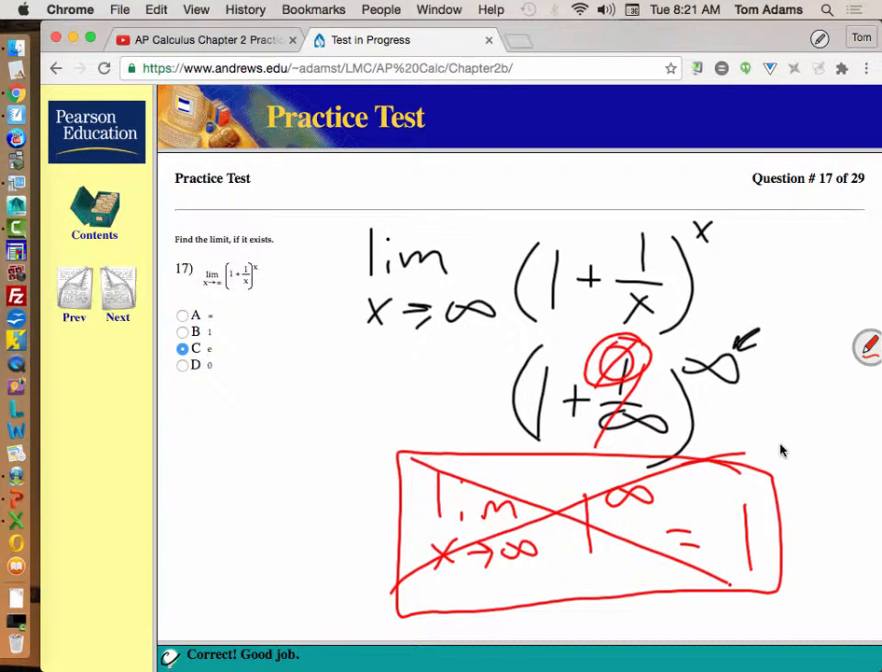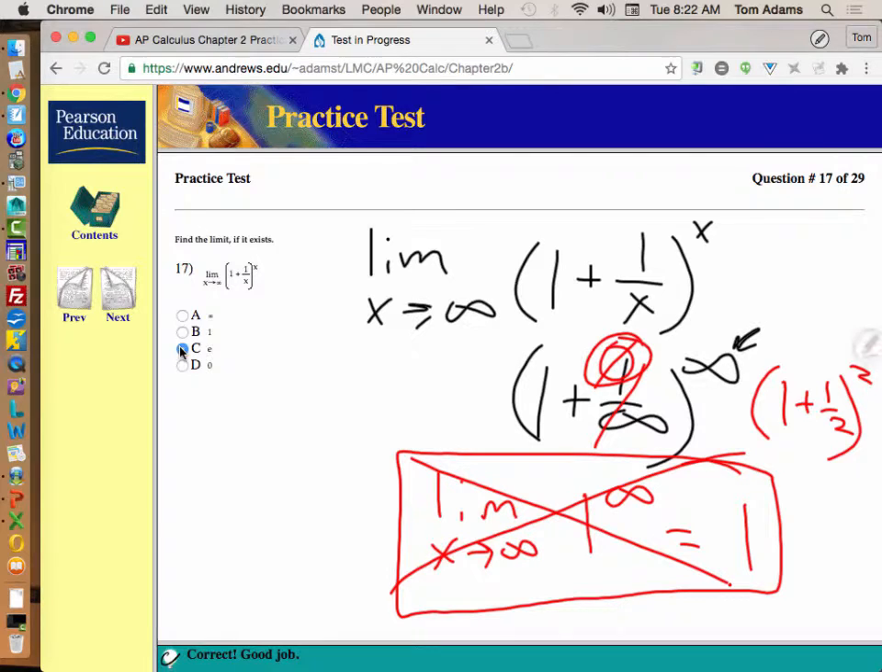If I were to plug in 2, it would be 1 plus 2 raised to 2, right? Now there's a lot more math involved, but let's just focus on this. Whenever you see 1 plus 1 over x raised to the x, and you take the limit as it approaches infinity, it's always going to be 2.72, or e. So the correct answer is e.